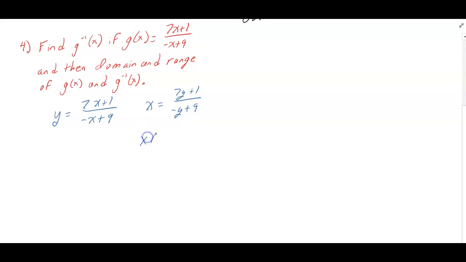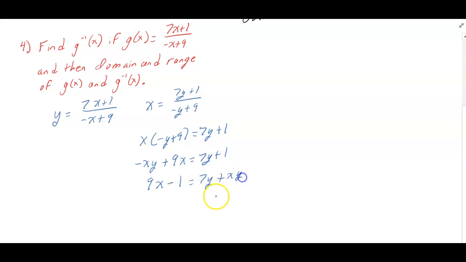We're going to multiply by negative y plus 9. Distribute. We're going to isolate the y, so we're going to move the y's to one side and the numbers to the other. This time I'm going to put the 1 on the left, so 9x minus 1 is equal to 7y plus xy. We'll factor out that y.